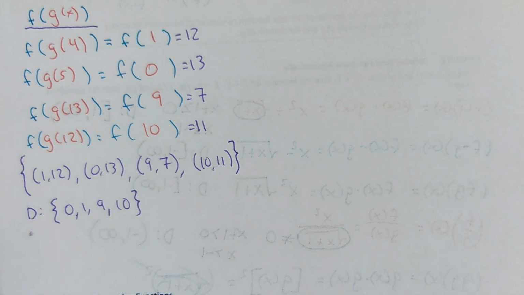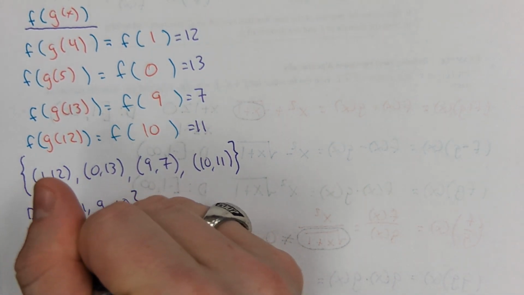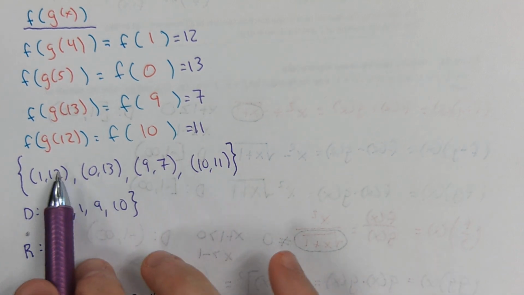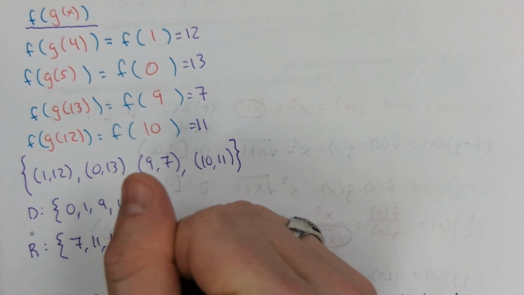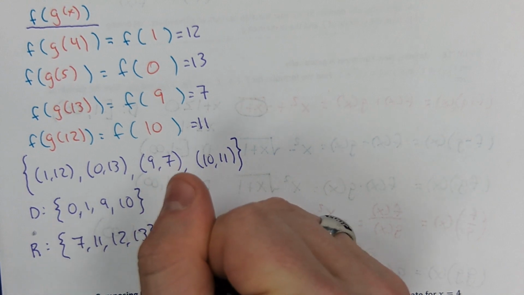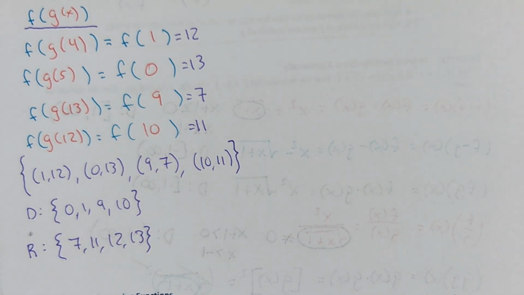Zero, 1, 9, 10. Well, that was the domain of f. That shouldn't be shocking, because f was the overall function. The range here is the y values in order: 7, 11, 12, 13. Oh, that's the range of f. Once again, should not be shocking, because we were dealing with f. We were having inputs for f. f could only take on the x values in its domain, and f could only result in the y values in its range.